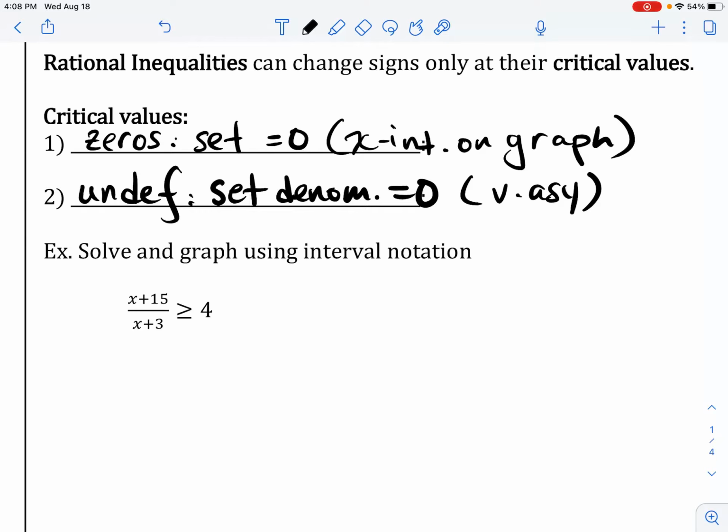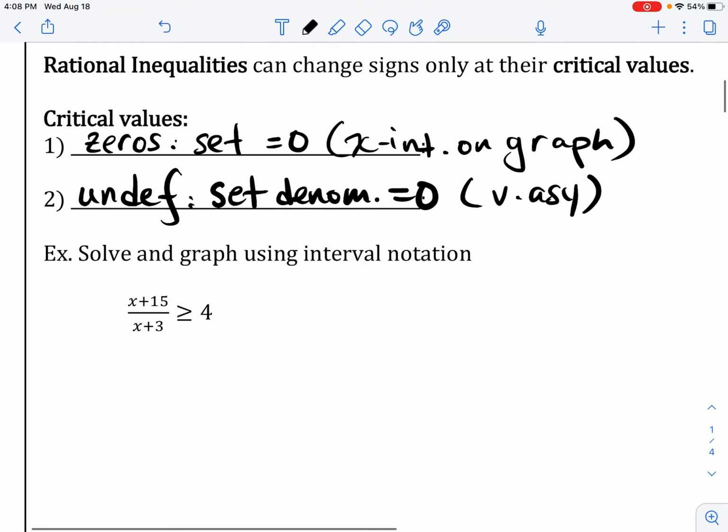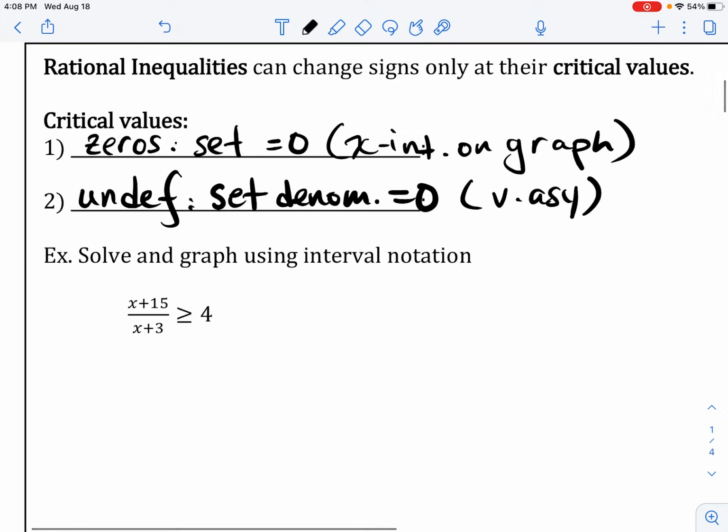We have practiced solving a number of different types of inequalities, from compound inequalities to absolute value inequalities, which are really just types of compound inequalities, and polynomial inequalities. The last type of inequality that I want to make sure that we have a pretty good grasp on before we move forward are rational inequalities.